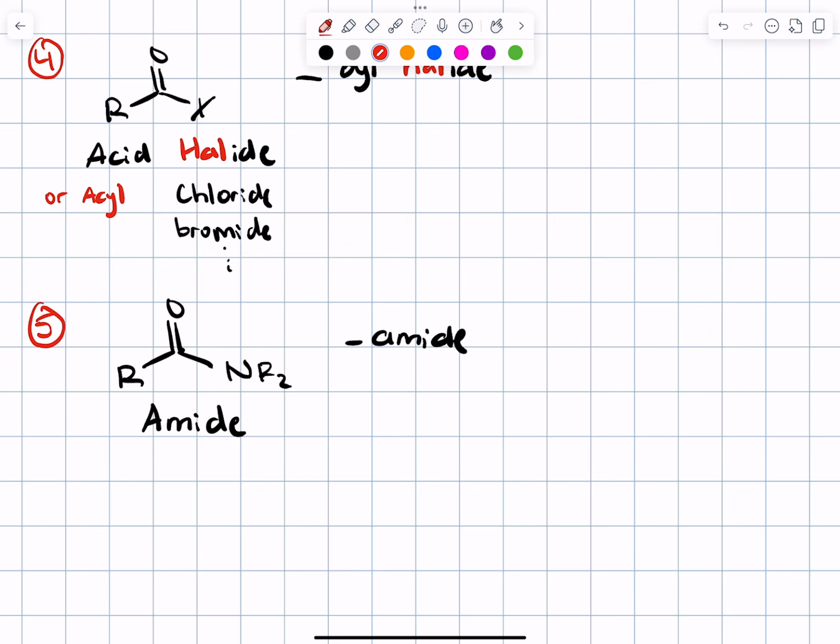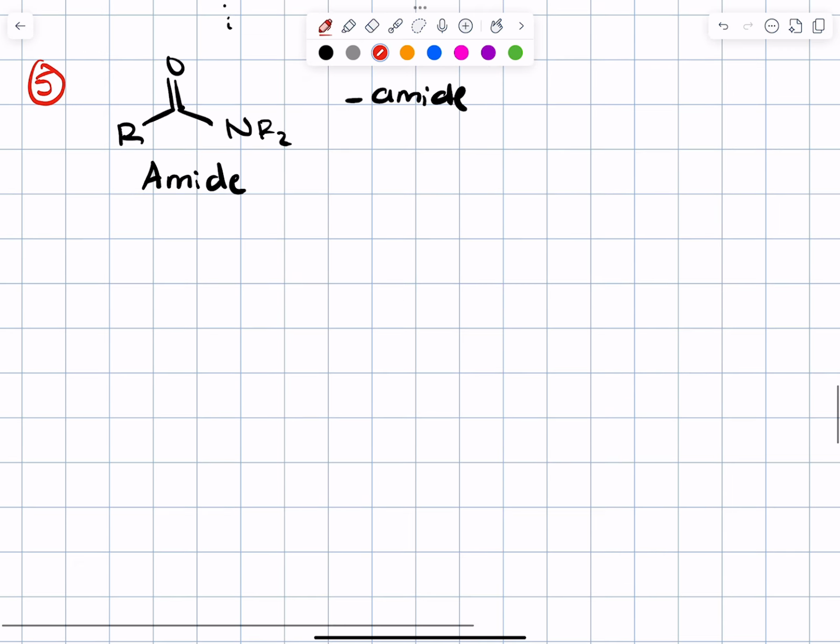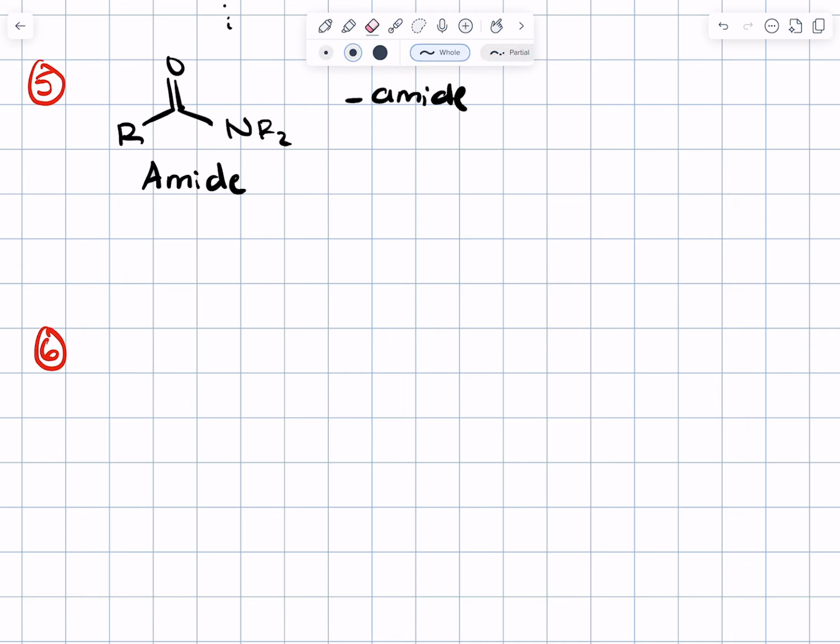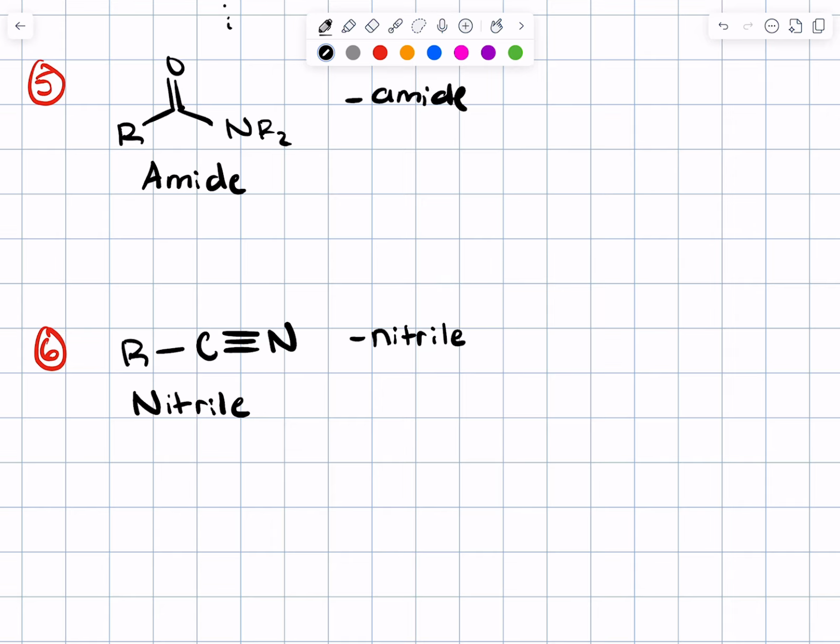And then our next functional group is going to be this one, finally something that looks a little different. An R group bonded to a carbon that is triple bonded to a nitrogen. And this is called a nitrile. And the suffix that it brings is nitrile. So just like with the amide.